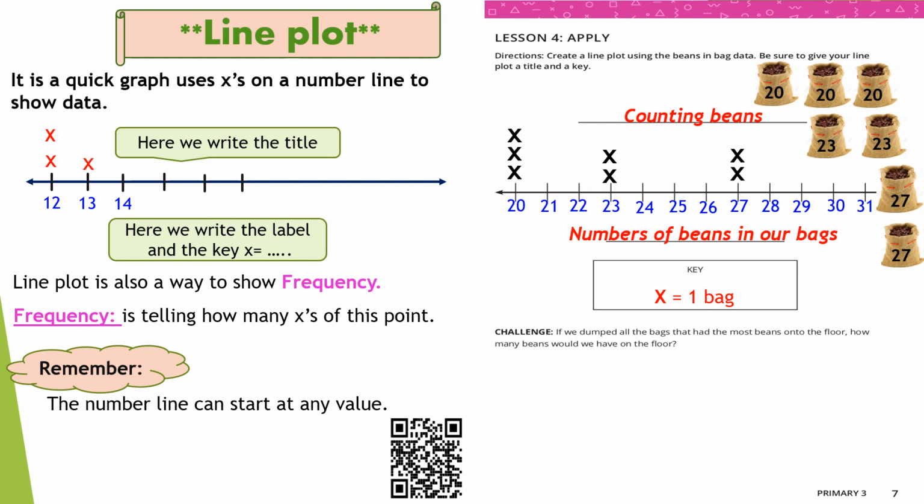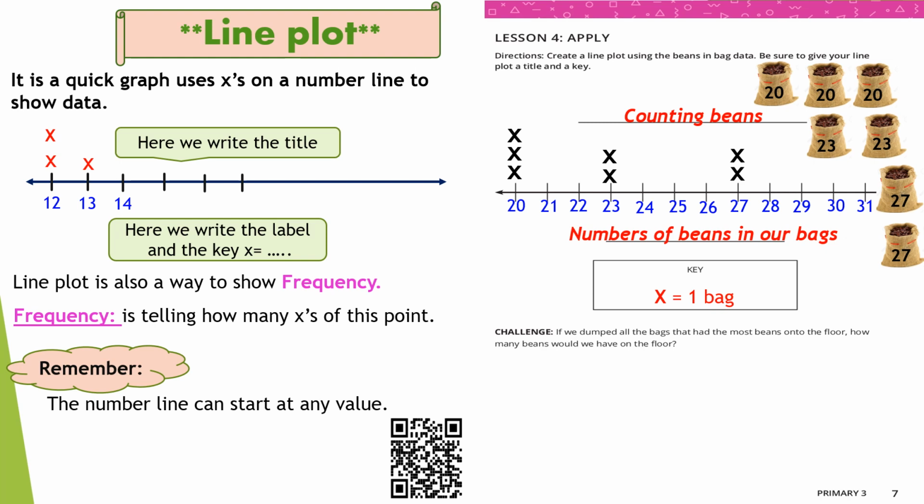Here we will find a challenge. If we dumped all the bags that had the most beans on the floor, how many beans would we have on the floor? If we emptied the bags with the most beans, we drop all the beans on the floor.